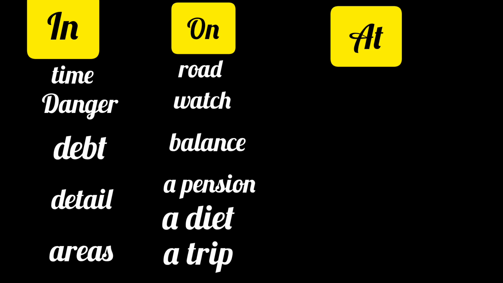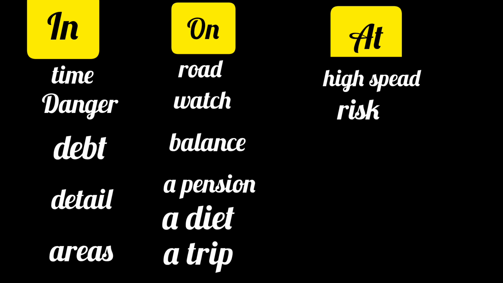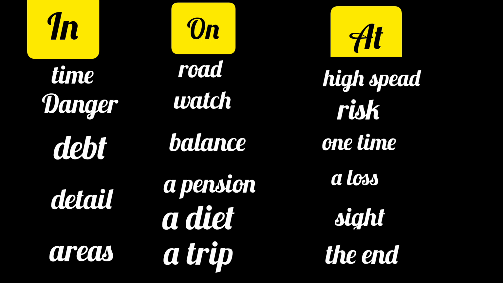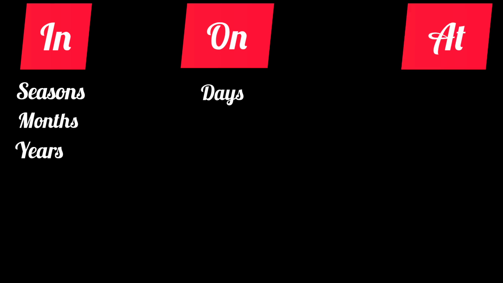At is used before high speed, risk, one time, a loss, sight, the end. In is used before seasons, months, years. On is used before days. At is used before time.